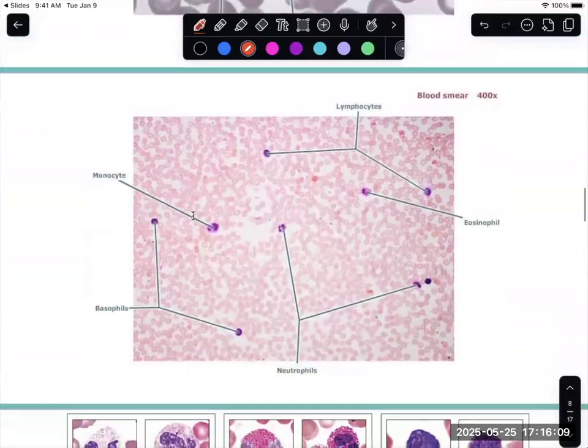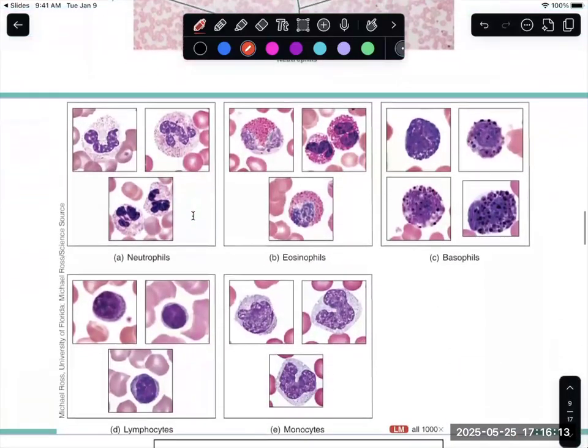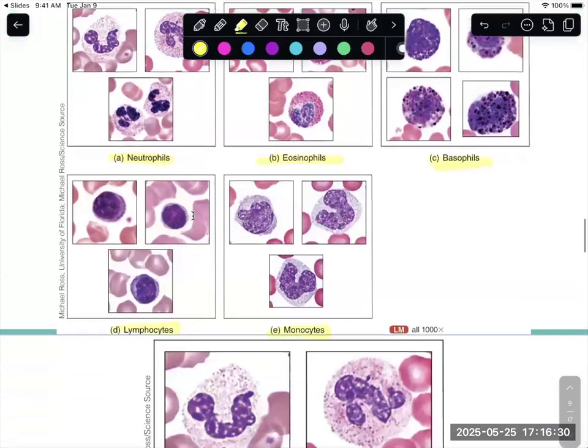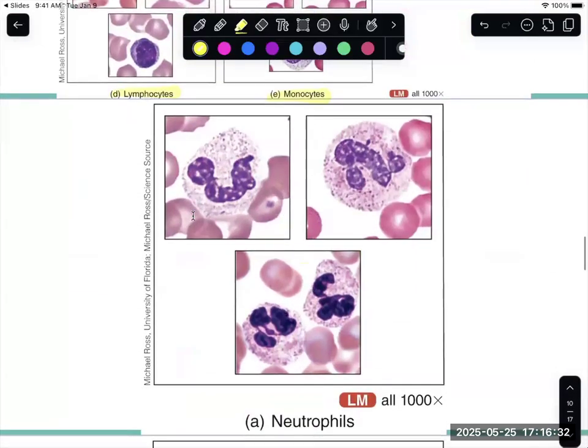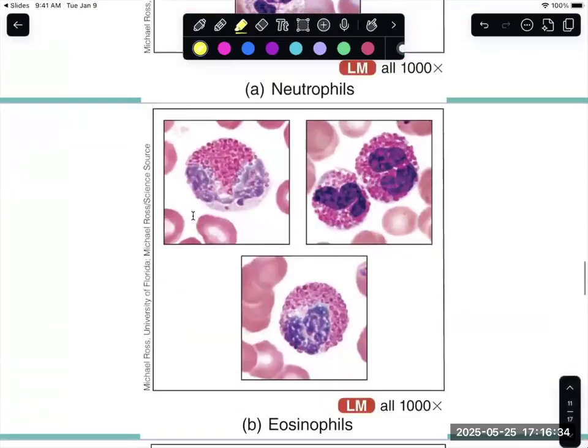So here's just a nice blood smear that shows all of them. Here's the ones that are specific from your lab manual. So you can see the differences in some of these neutrophils, these eosinophils, basophils, lymphocytes, and then those monocytes. So here it breaks them down, gives them in larger pictures for you.